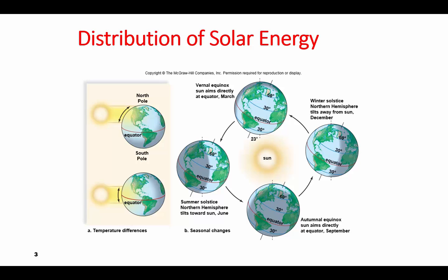And then if we look at the seasons, you can see as we rotate around the sun and we also rotate on our axis, how it's going to cause one part of the earth to be facing the sun, that'll be our summers, and the part of the earth that's away from the sun will be our winters.